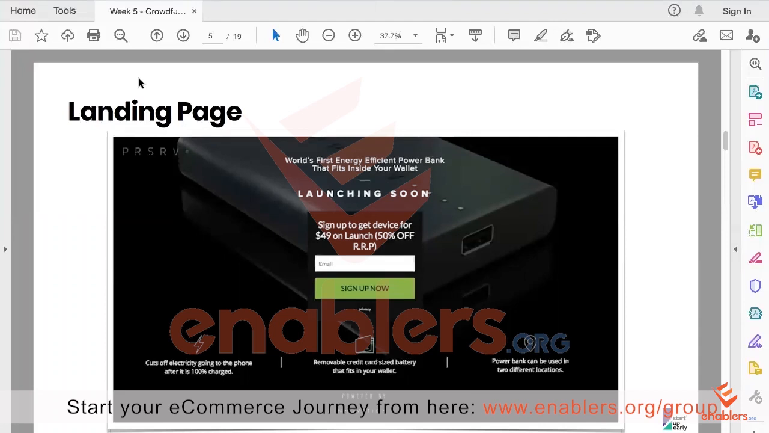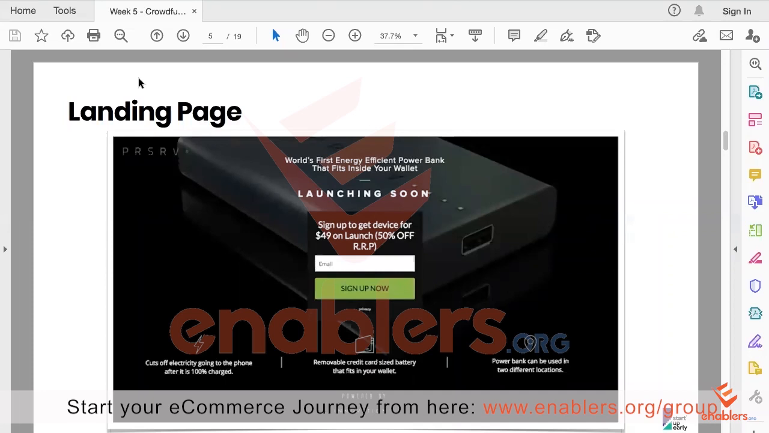You can continuously send them emails every 2 to 3 weeks, and then more importantly, towards the end of your pre-hype campaign, which also turns out to be very close to the launch date. So as people are signing up for your particular product, they are also those individuals who are very interested in buying the world's first energy efficient power bank that fits inside your wallet.